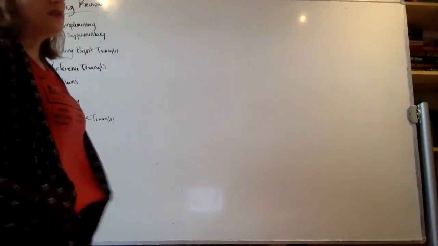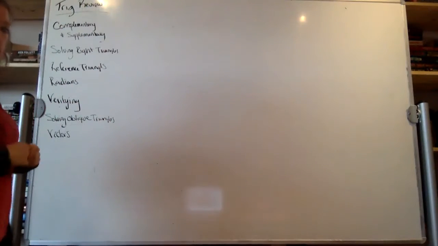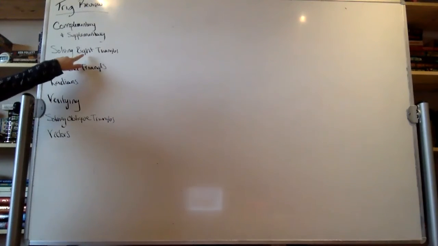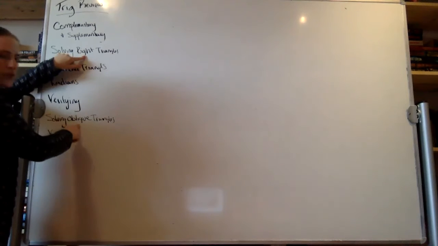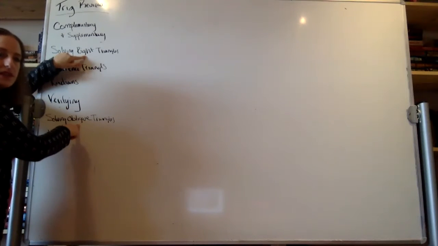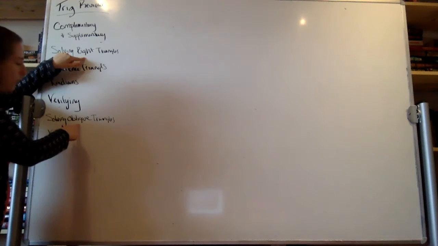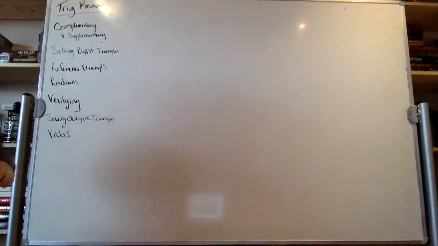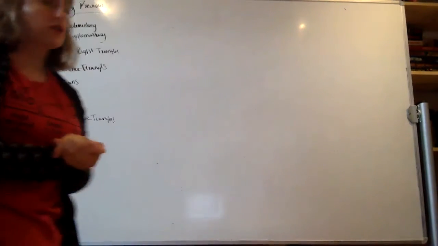Now, we've done two types of solving triangles at this point in this class. Both are on the list. We've solved right triangles, and we've also solved oblique triangles. Remember the difference. A right triangle has a right angle, an oblique triangle doesn't. So an oblique triangle is anything that is not a right triangle.